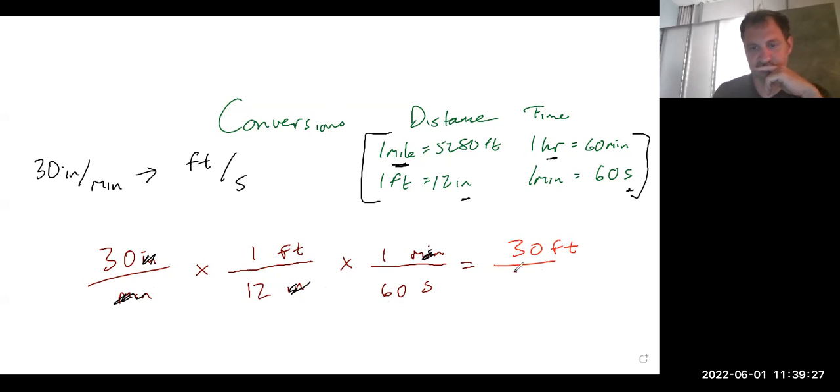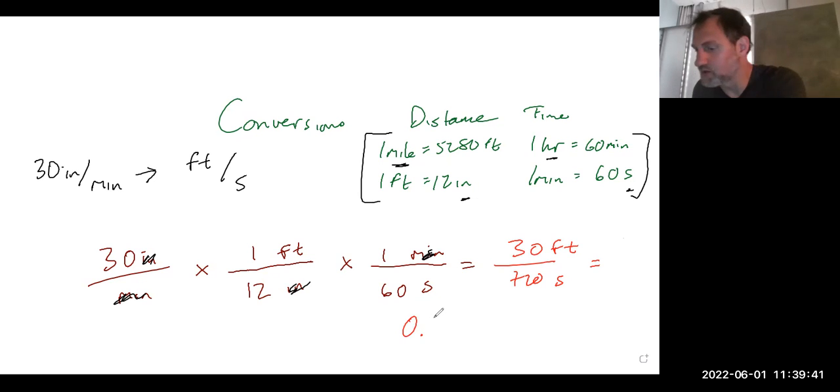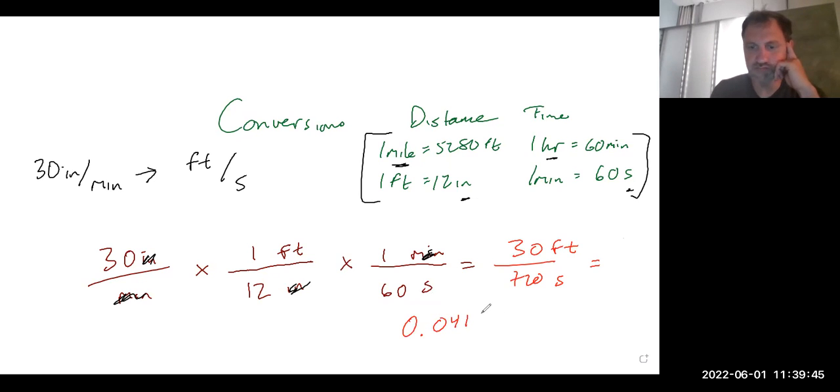12 times 60 is 720. So this turns out to be whatever 30 divided by 720 is, 0.041666. And of course, there would probably be some rounding instructions in there to guide me in where I'm going to round this. So that's conversions.